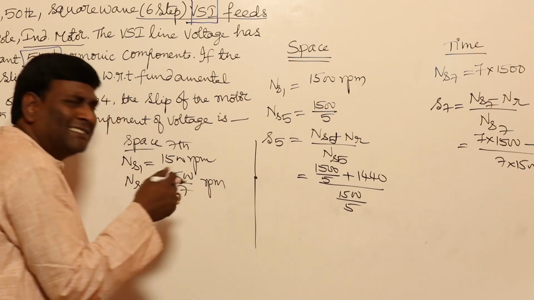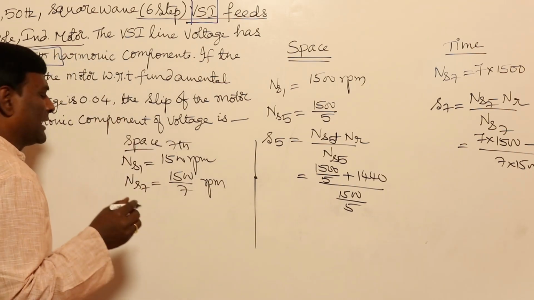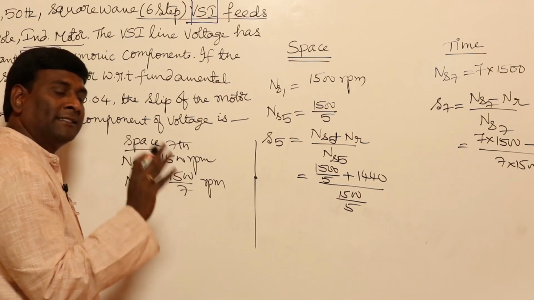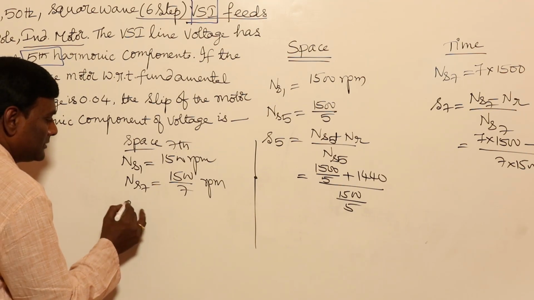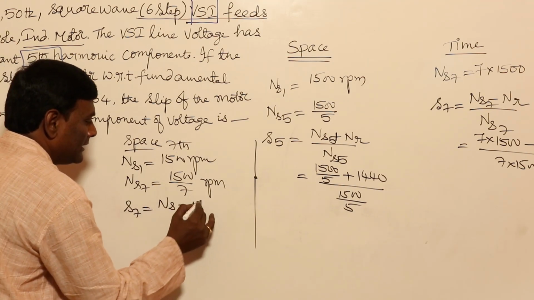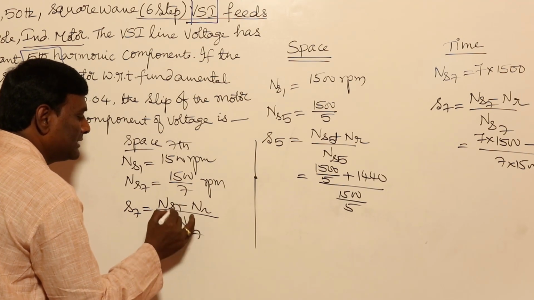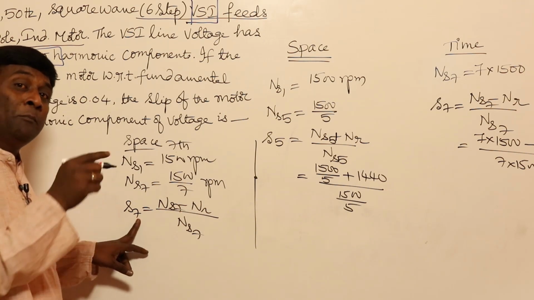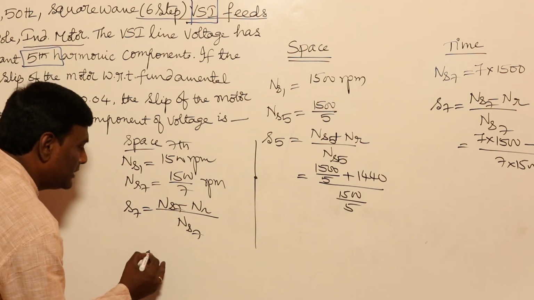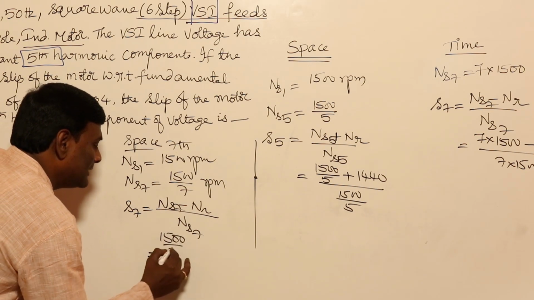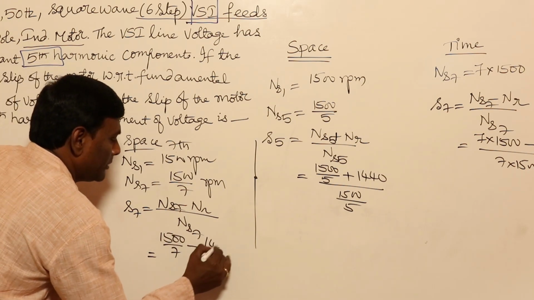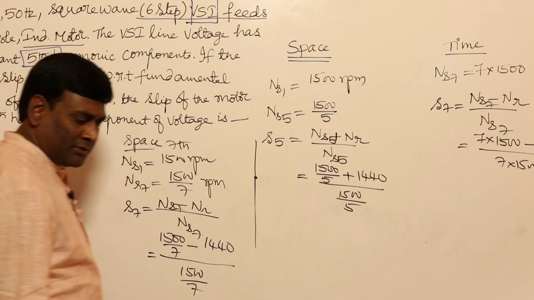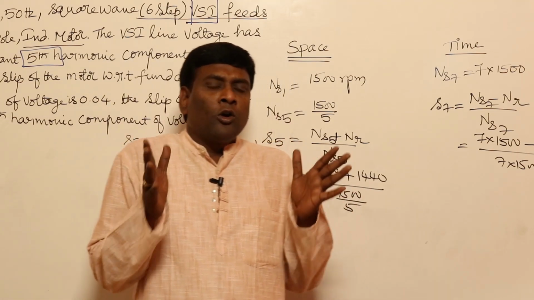Okay, how this is happening we will see in detail in the course because we don't have that much time now. With this you will be able to solve the question in the exam, that is enough. Now what is the slip here? It is going to be ns minus nr by ns. For the seventh harmonic, the speed of the rotor is going to be the same and it should be minus only because the seventh harmonic is 6n plus 1. The phase sequence will be the same. So this is going to be 1500 by 7 minus nr, which is 1440, divided by 1500 by 7. Problem solved.